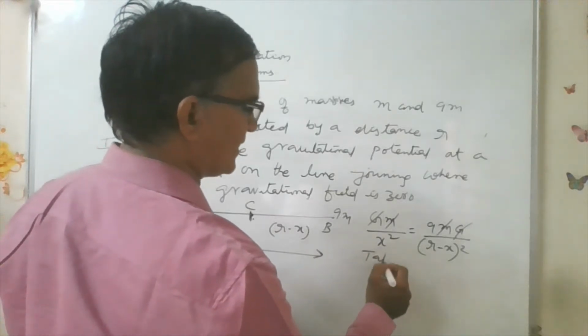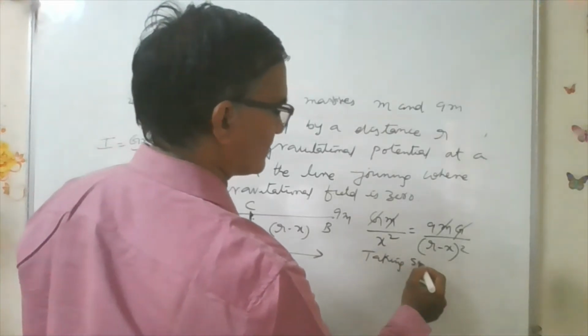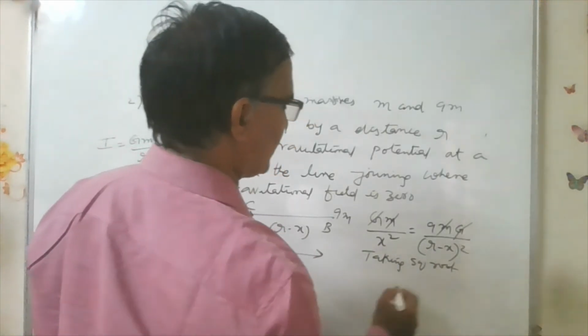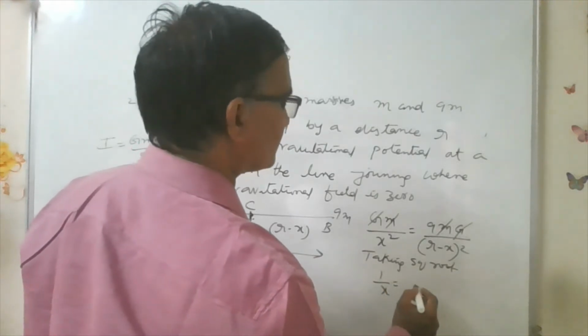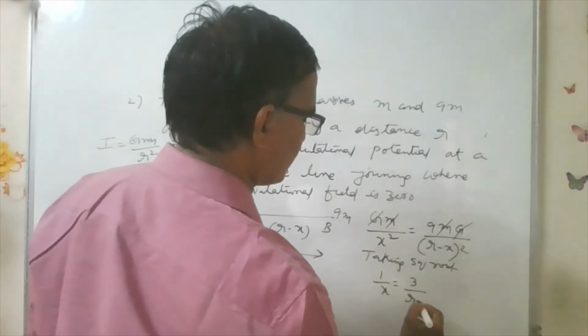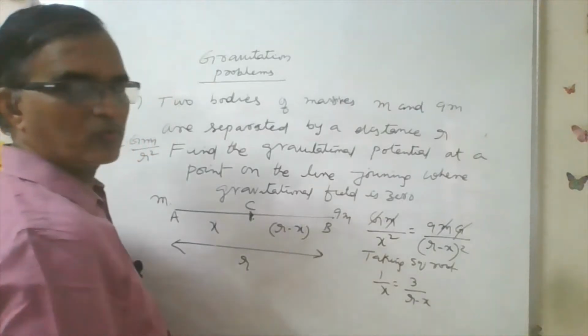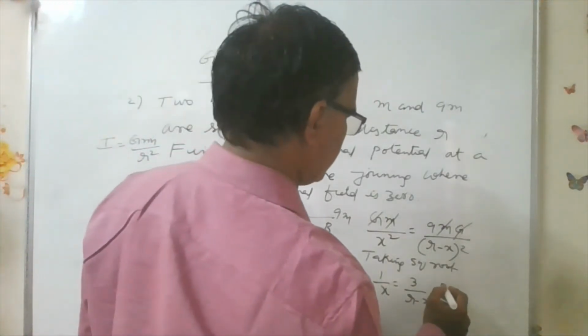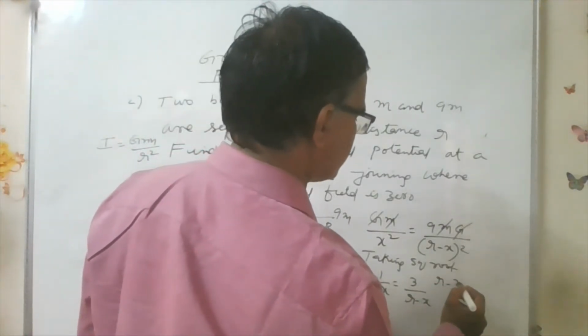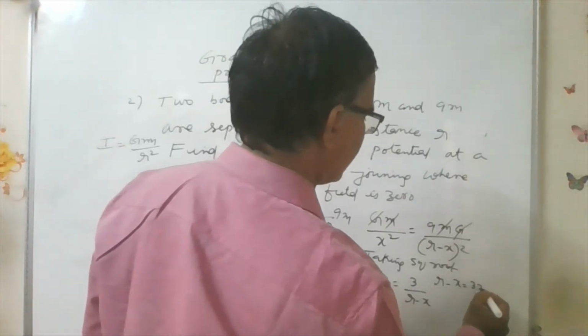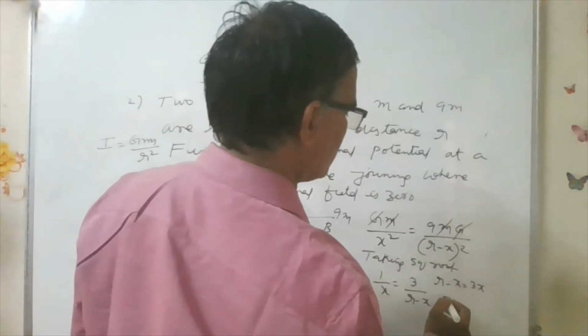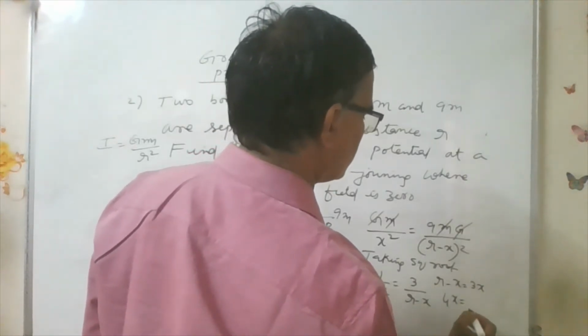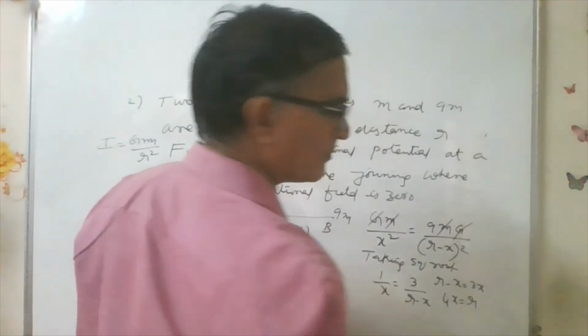Taking square root, what do you get here? 1 by x is equal to 3 by r minus x. So if you simplify here, r minus x is equal to 3x, 4x is equal to r.